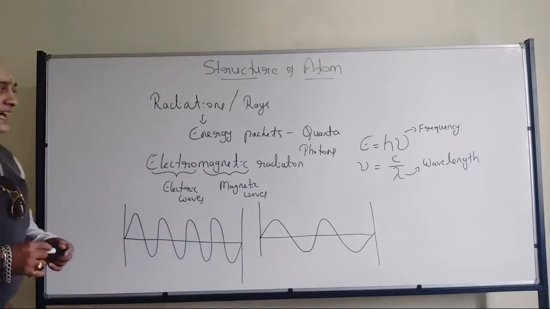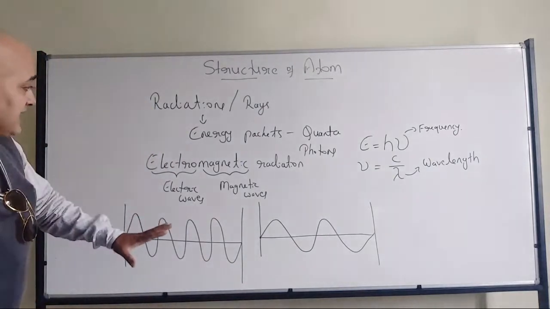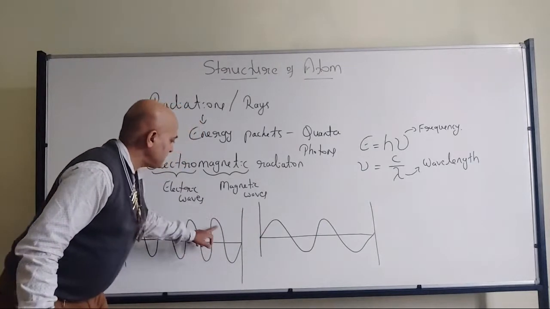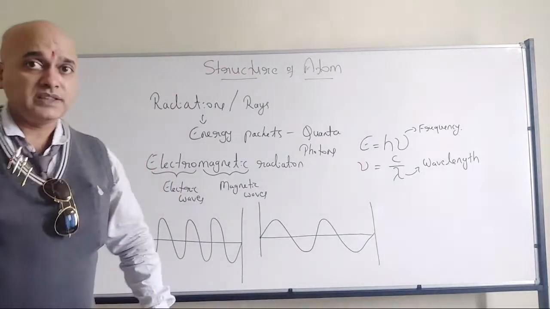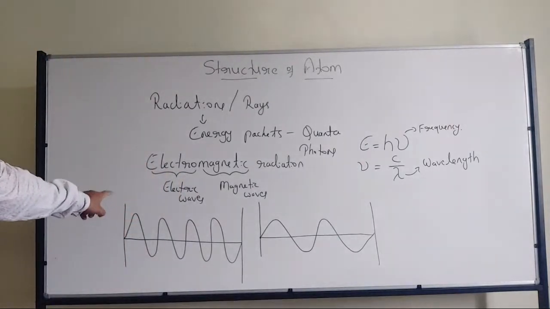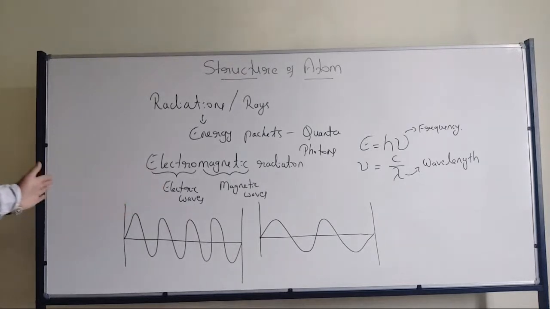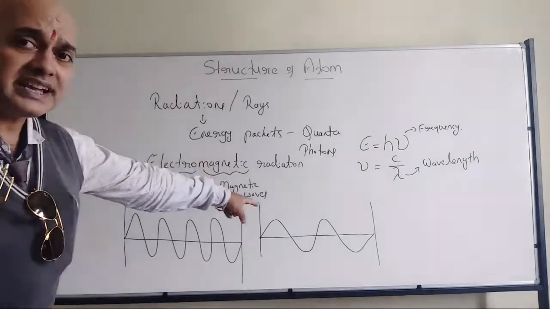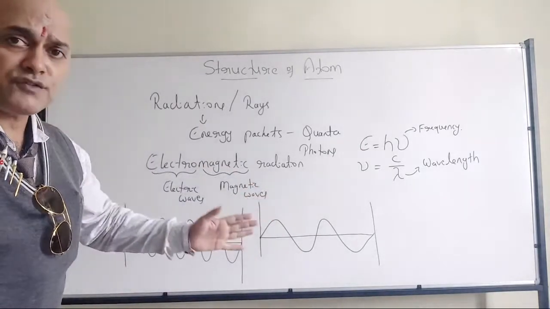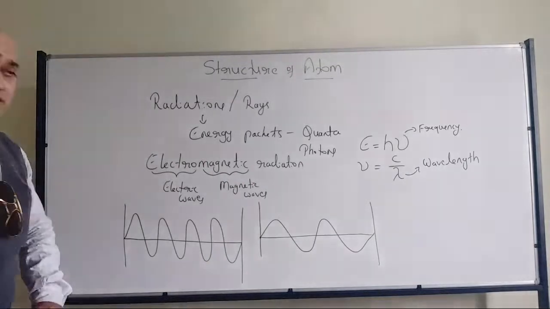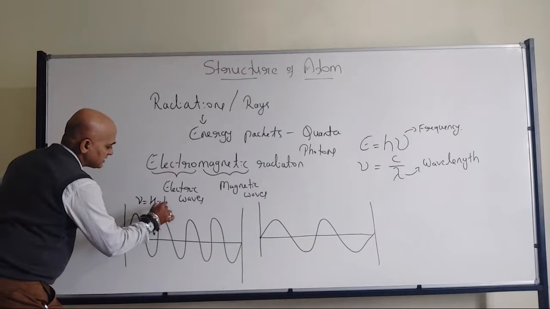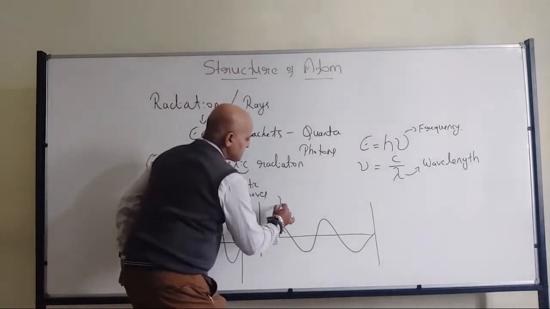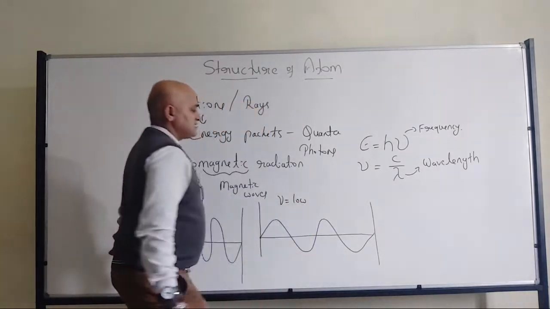Right? Now what is happening? Imagine that this height, the amplitude, is not changed. If you observe in the first case, there are lots and lots of waves fitted into that particular region. But in the second case, very few waves are fitted into that region. That means frequency is high in this case and frequency is low in this case.